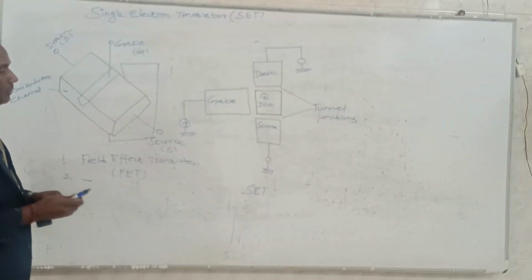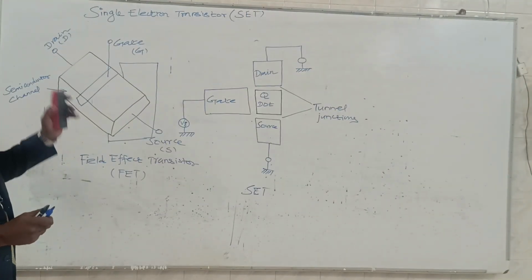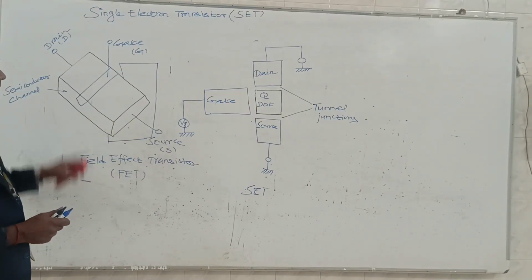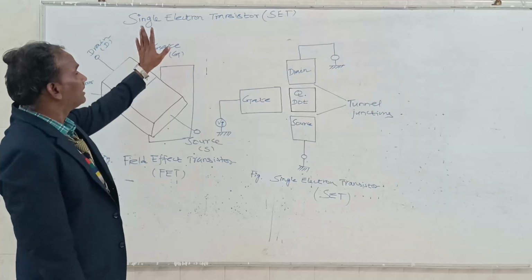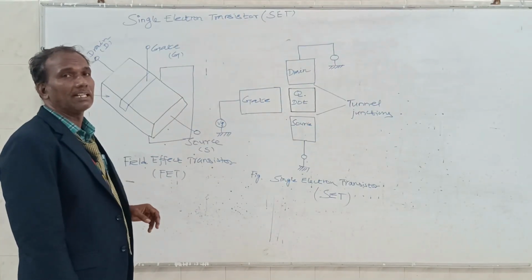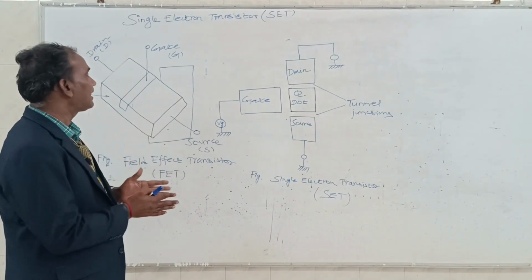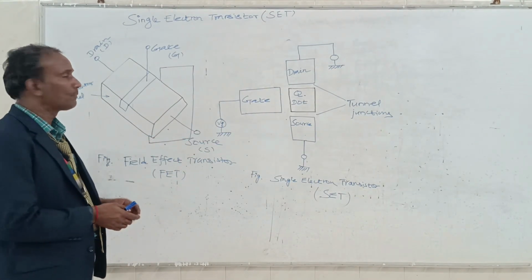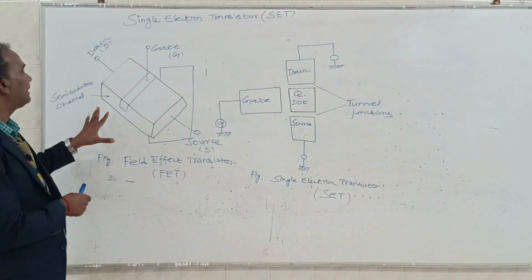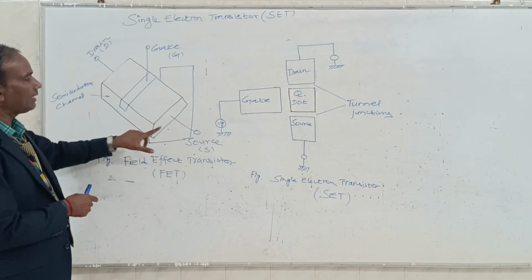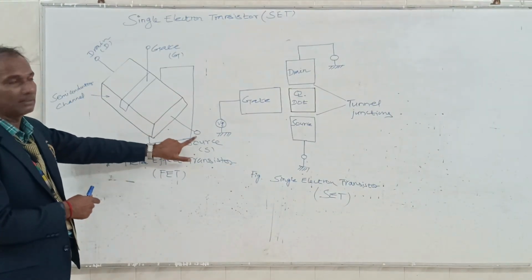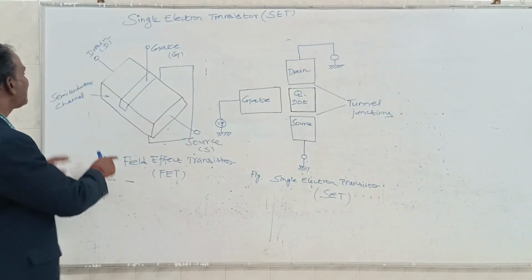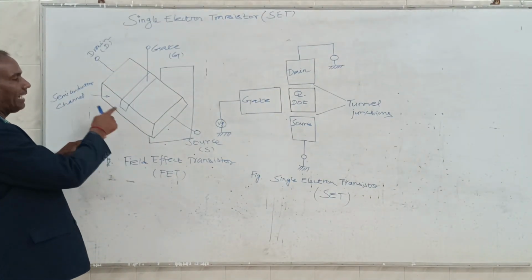In order to understand the SET clearly, we need to compare the SET with the FET. To understand the construction and working of the single electron transistor, it is necessary to compare it with the field effect transistor. In the field effect transistor, we have 3 terminals. As I mentioned earlier, one is the source, the second is the drain, and the third is the gate. We also have a semiconductor channel in the FET.